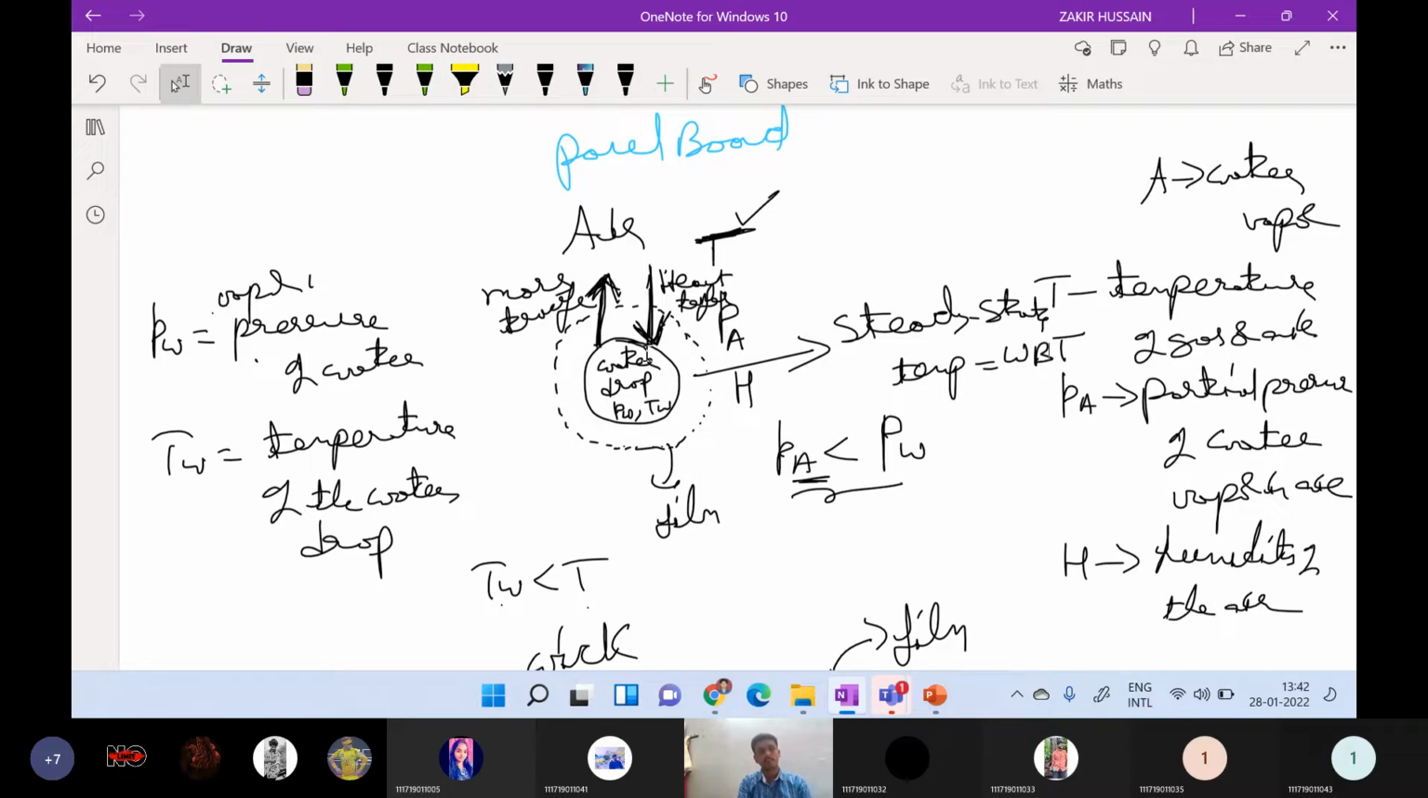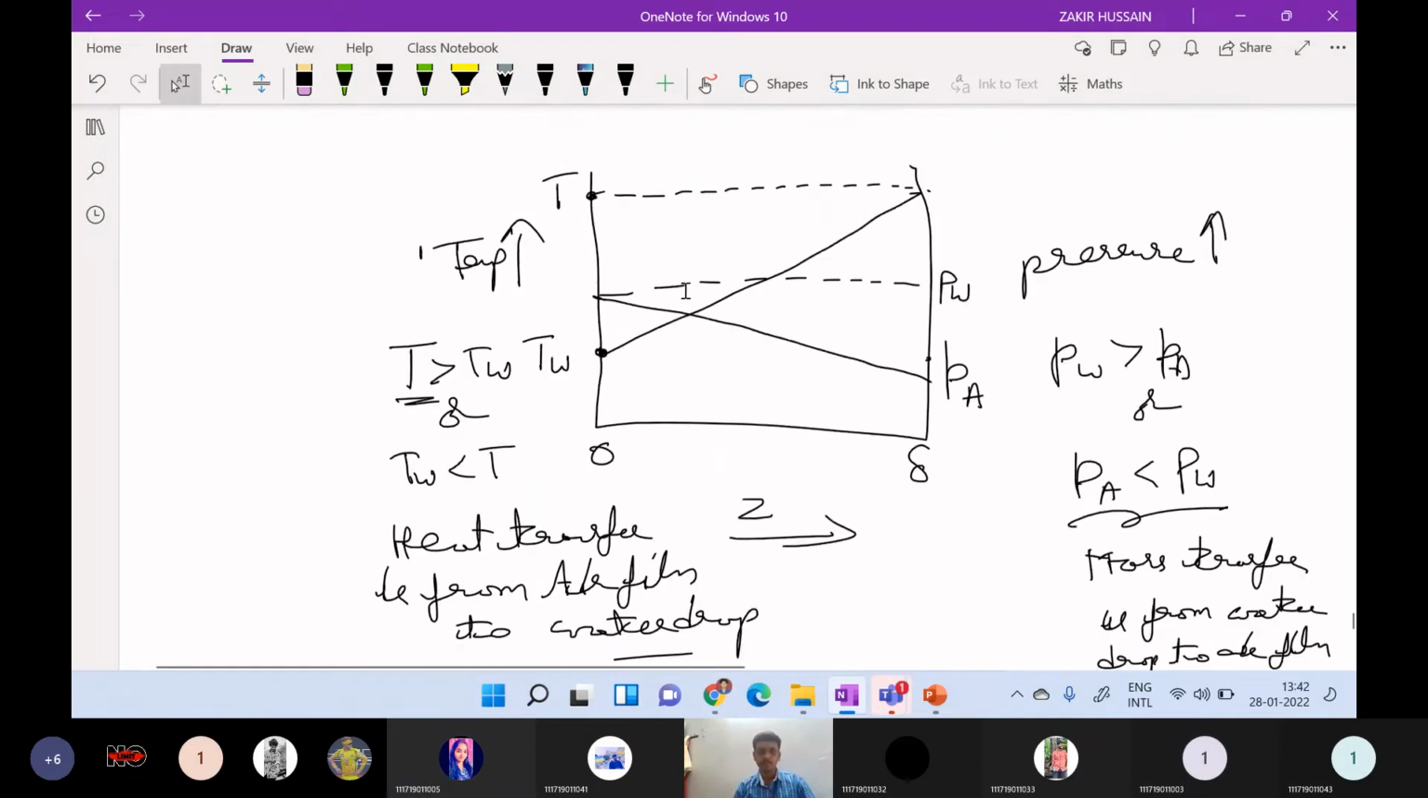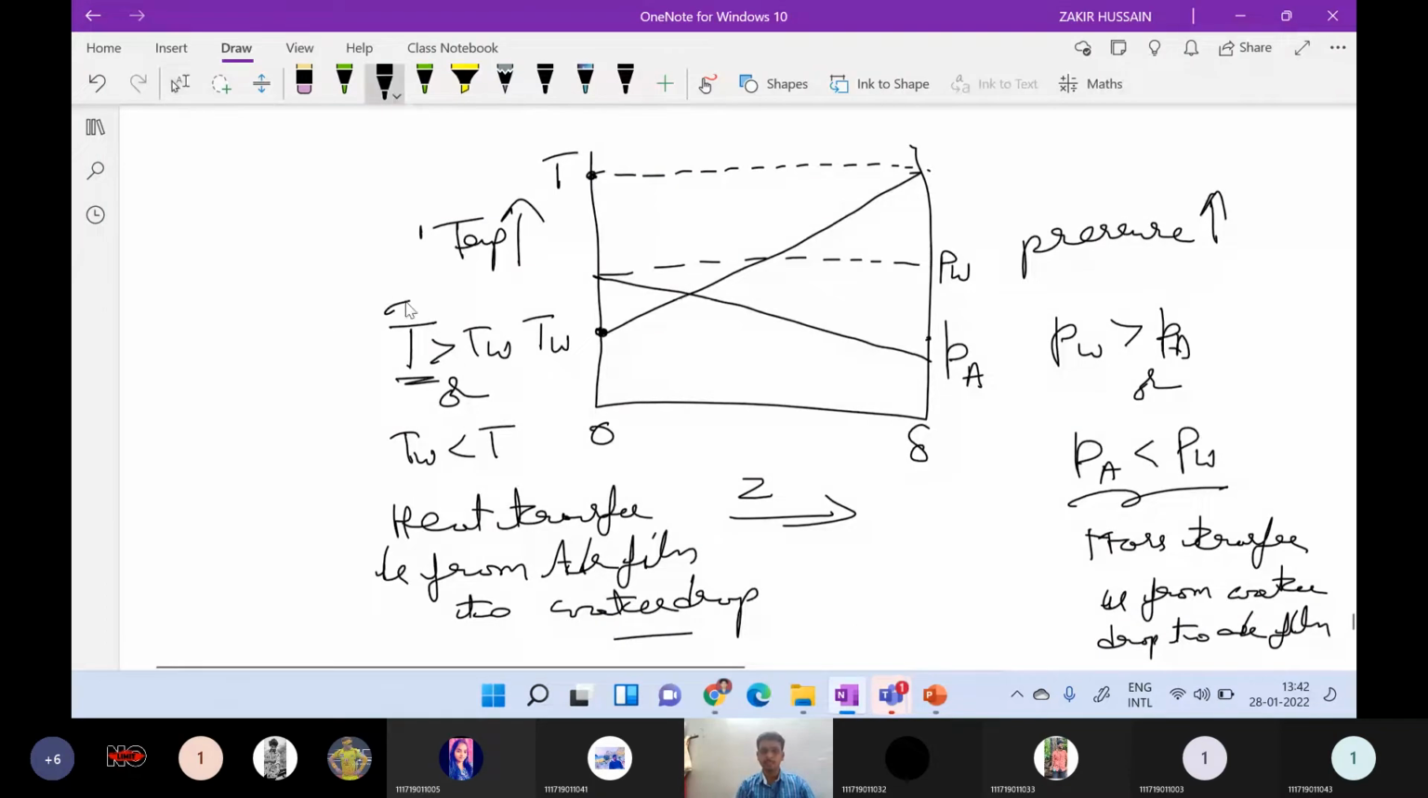Okay, is that clear? Wet bulb temperature. Yes, sir. Okay, so what is the driving force for heat transfer? The driving force for heat transfer is temperature. Then the driving force for mass transfer is pressure. We know that one. We know that the driving force for heat transfer is temperature, and the driving force for mass transfer is pressure.